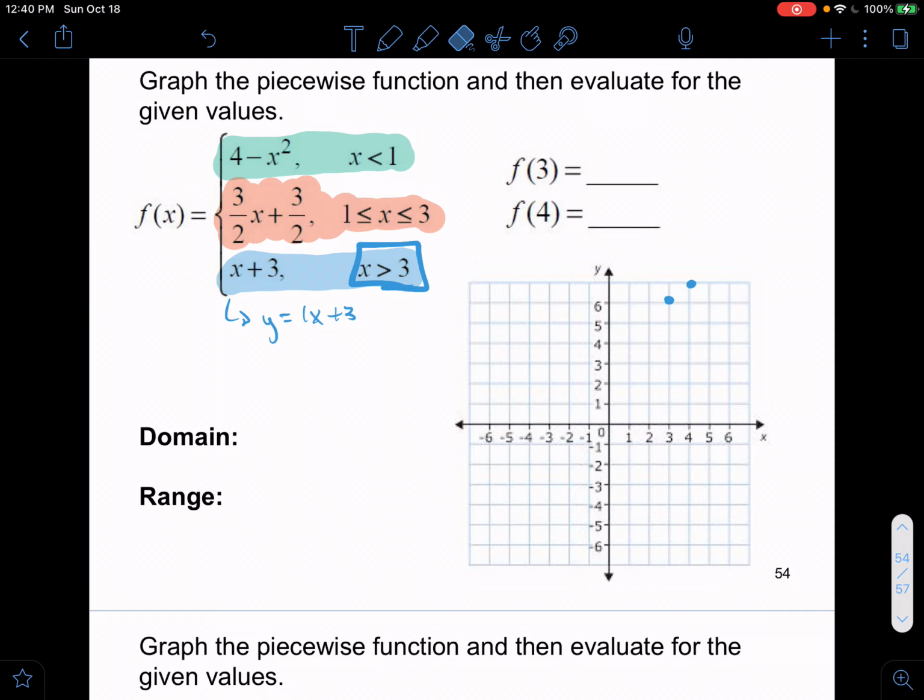Actually, I think we can cross that one off too. So this would be our only graph, and since it's not or equal to, this has to be just an open circle down here at the end. So I'll have my open circle happening right there.